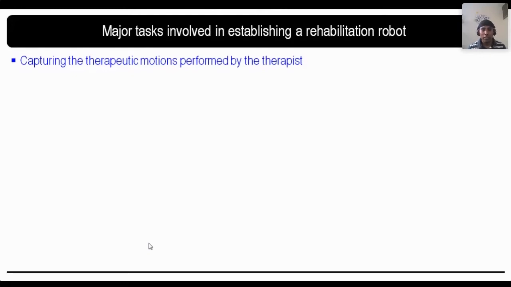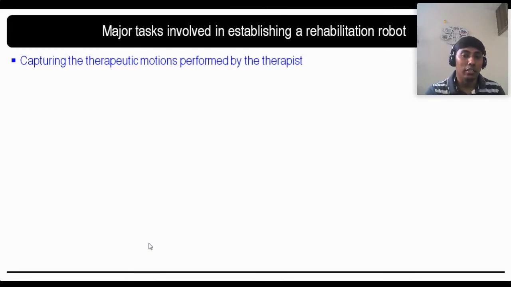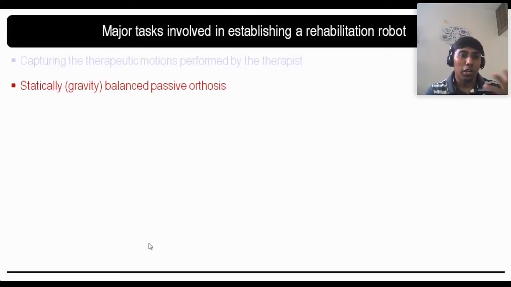I will come back to that later, but you can capture the therapeutic motion of the therapist who is doing the motion. As I mentioned, we can come up with a statically balanced passive orthosis. I'll come back to this in detail later on.